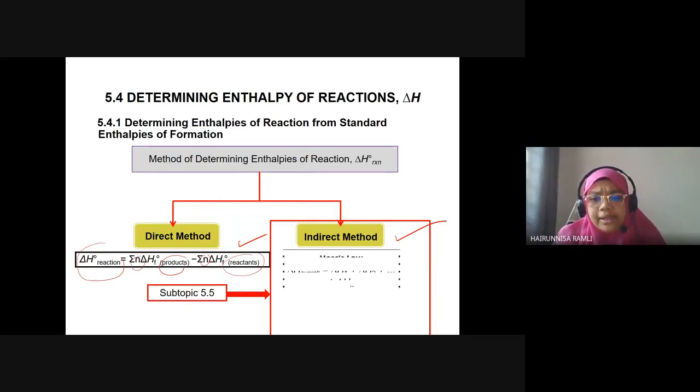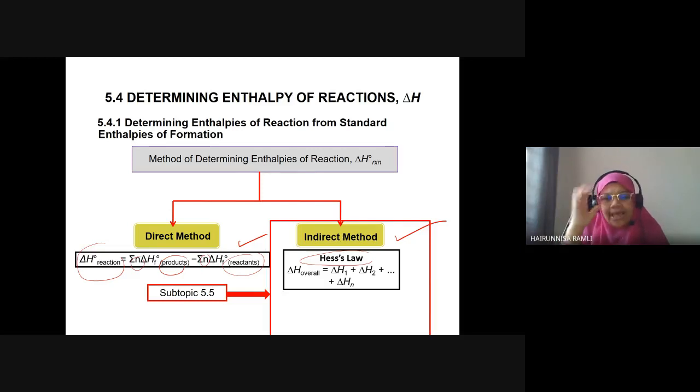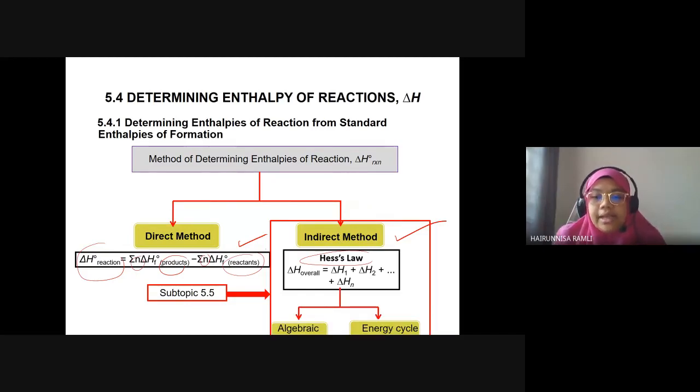While for the indirect method, basically we'll be using Hess's law. Okay, I hope you still remember you have done the experiment, the second experiment yang you buat sebelum ni. Hess's law, determine the enthalpy formation of magnesium oxide. Okay, yang you buat masa eksperimen tu, ni yang kita baru nak belajar hari ni. Okay, subtopic 5.5.